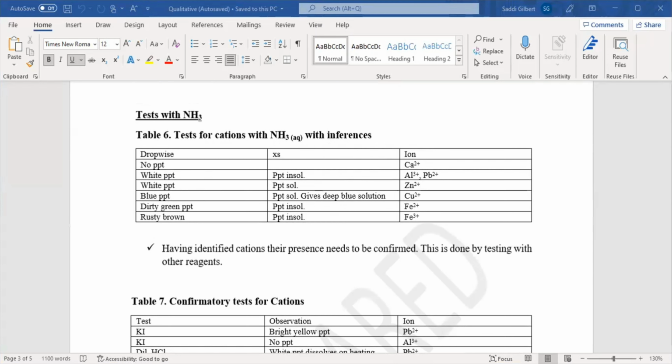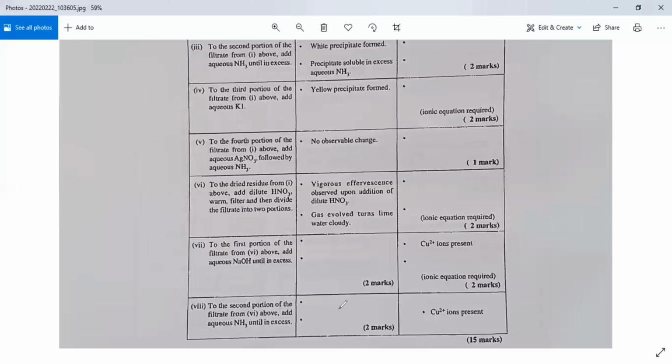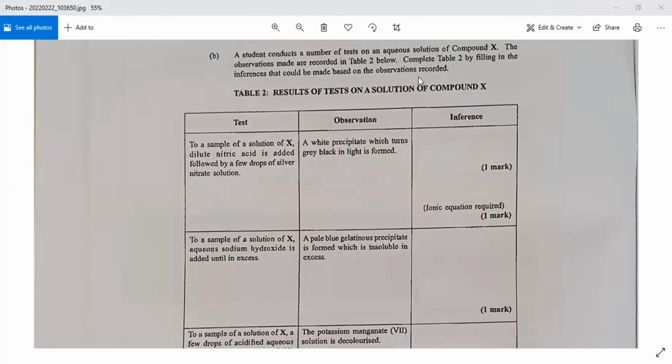All right, so let us go back to the table now. For over here, when we add the ammonia dropwise, what do we get? Blue PPT. All right, and then when it is in excess, you get PPT soluble, blue solution or deep blue solution formed. All right, so that's what you would write. Of course, I'm writing on a screen, so the space is not going to fit it. All right, so that is that bit. Okay, so let us proceed. Again, you don't need to read the top bit there.